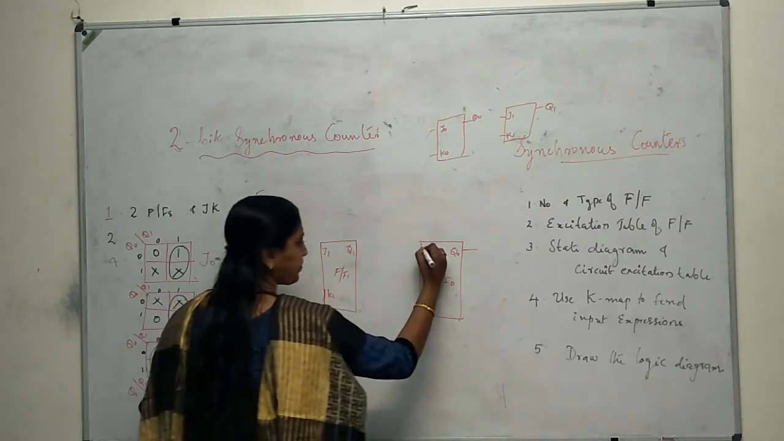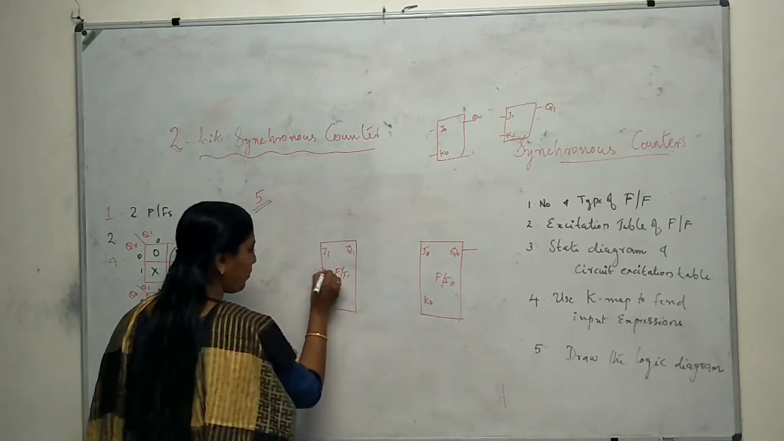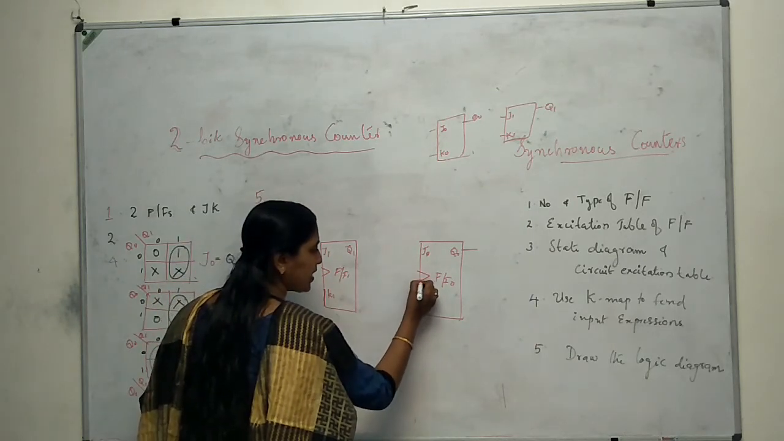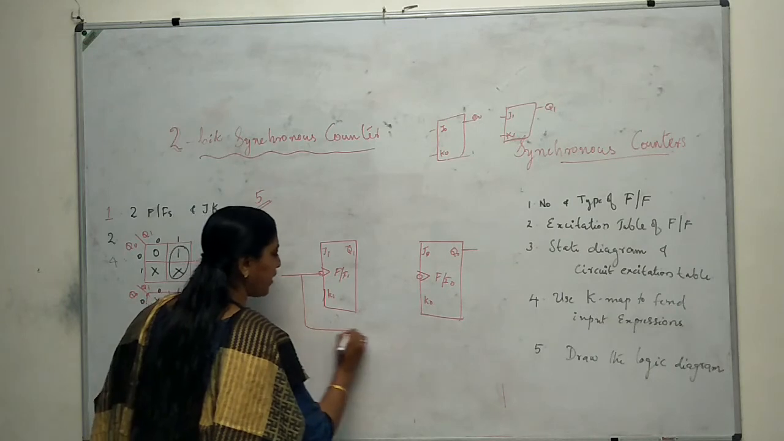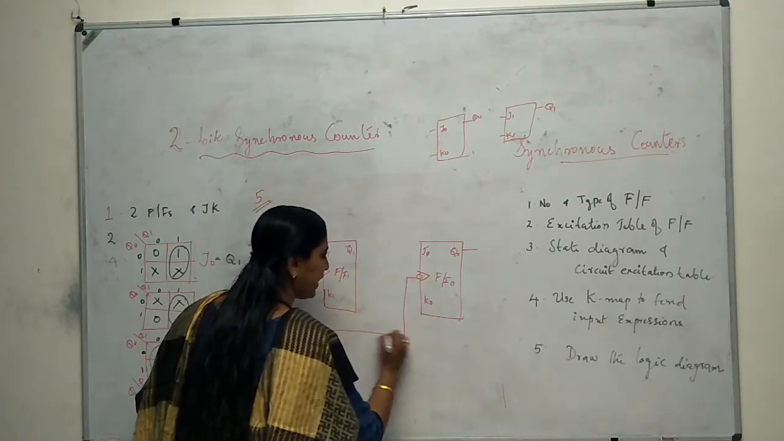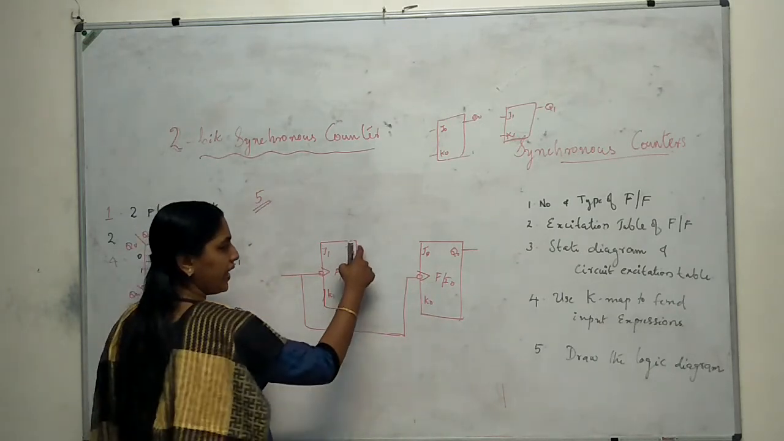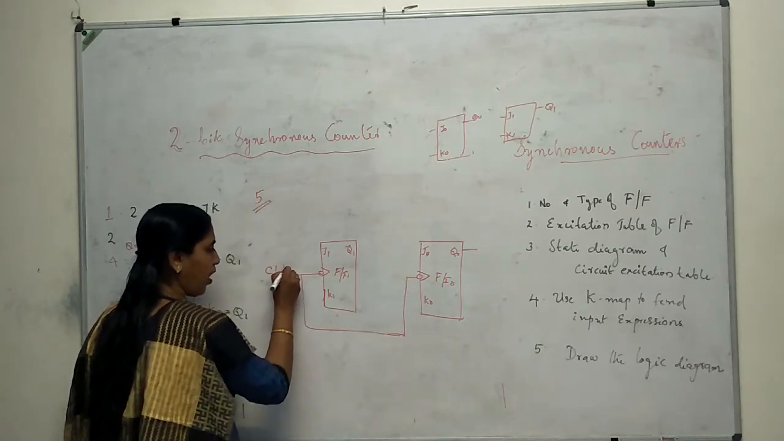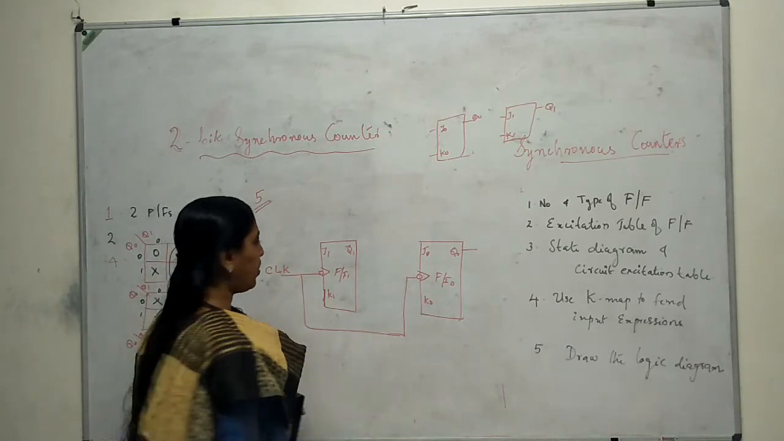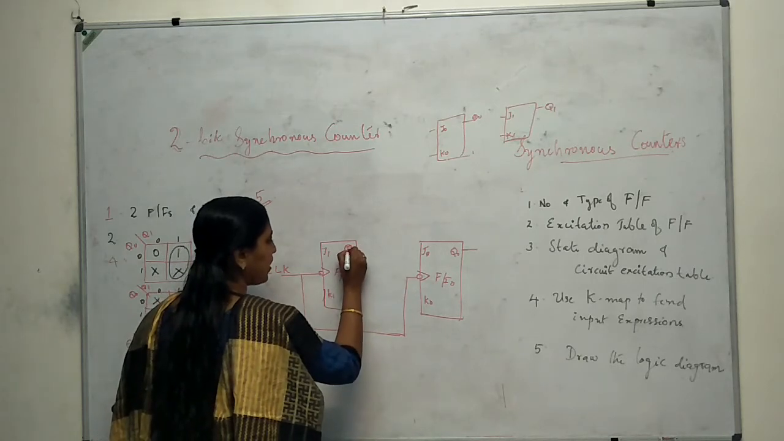Okay. So what about the clock? Since this is a synchronous counter, we are giving the clock at the same time. The same clock is given to all the flip-flops. But in the previous asynchronous case, we were taking it from the output of the previous flip-flop. Here the clock is given as a common input to all the flip-flops. Okay. Now this is Q1.